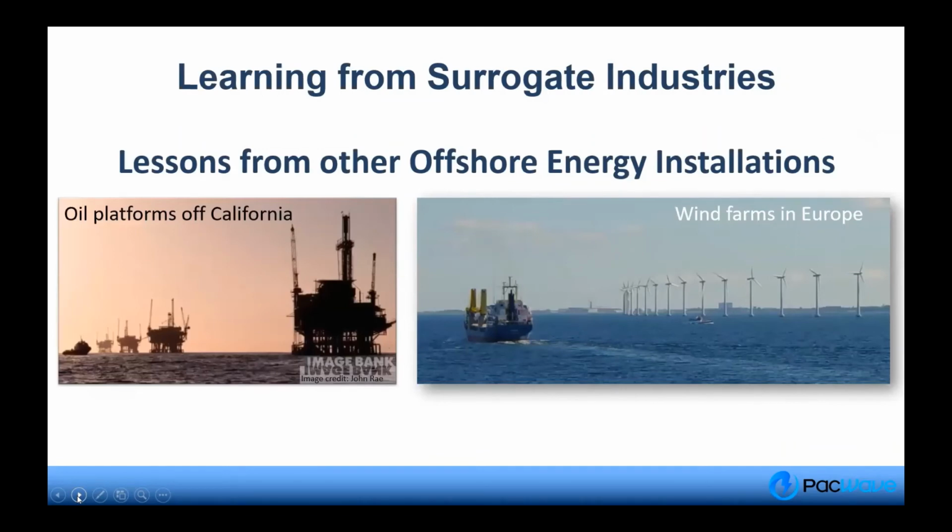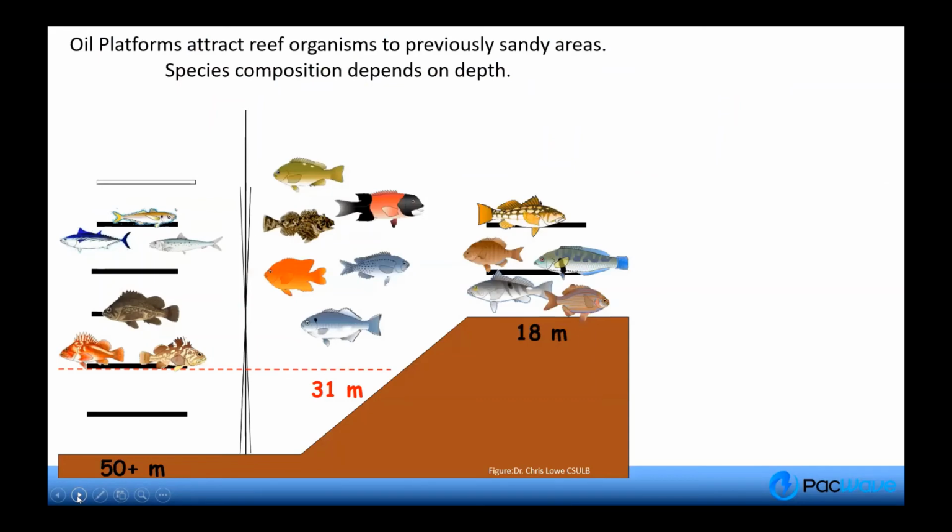And so the consenting process for this really mirrored the risk retirement pathway that was presented this morning, and I'll walk through that. But I think one of the first steps in that pathway is learning from surrogate industries. And so we first looked a lot into other offshore energy installations. Next slide. And anticipated that we would attract reef-associated organisms.